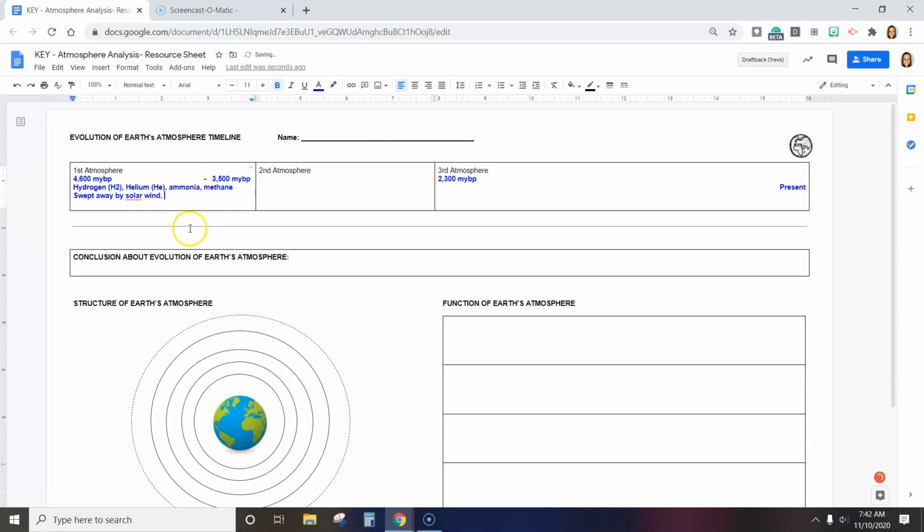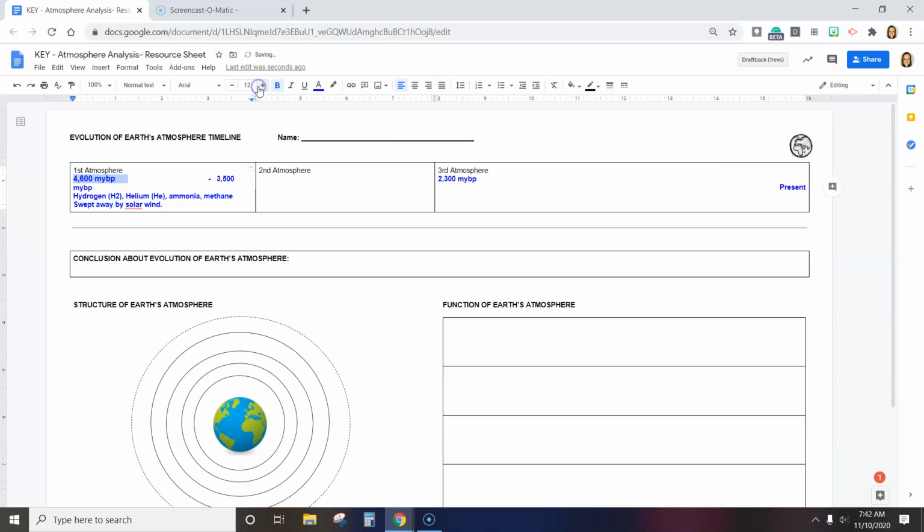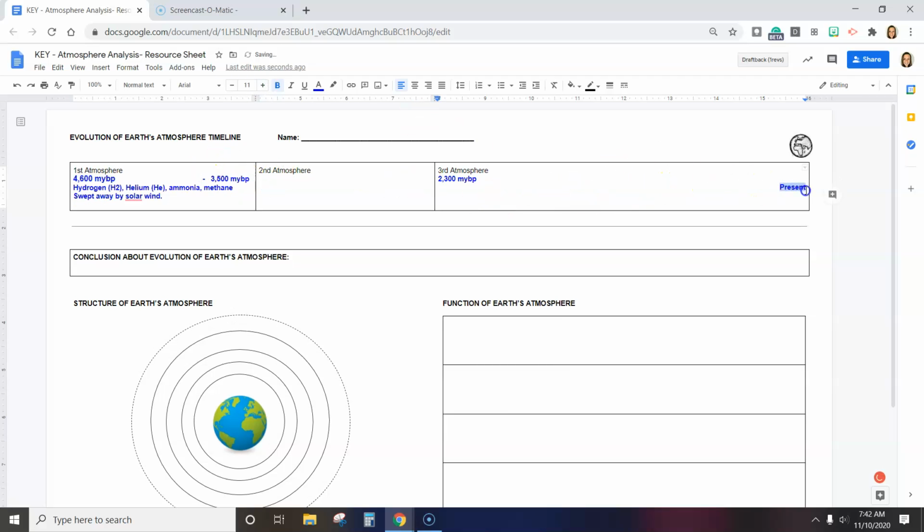So if you can think of your timeline, split your timeline up in half. Make sure you've labeled 4,600 on one side and that you have labeled present on the other side so that you have a continuous timeline. Split it in half, and at the halfway point, mark it as 2,300 MYBP. Do make sure you have your MYBP because those are your units here. And you can pause this throughout when you need to so that you can make sure yours is updated.